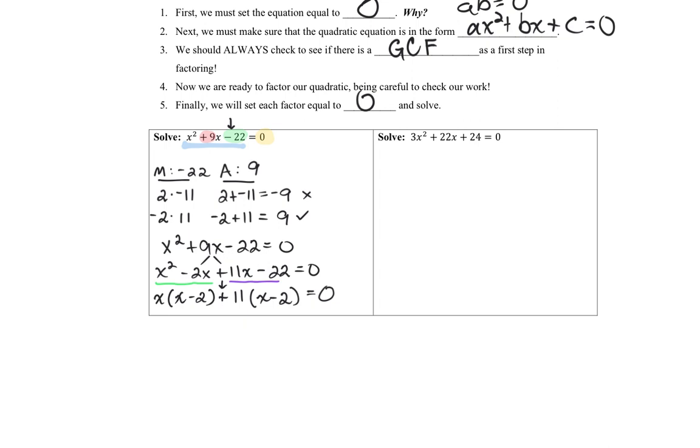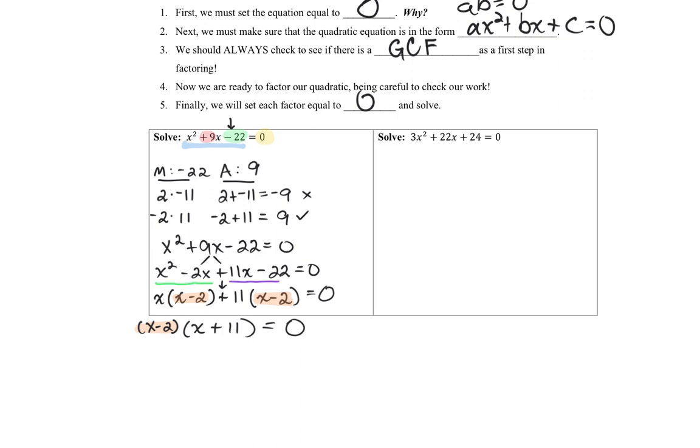And then one thing that I notice here, and this is a very beautiful thing, is that these, let me change the color on that. These match, right? So I have a common binomial factor that I'm going to go ahead and pull out. X minus 2. And then what's left over is going to be the x plus 11 equals 0. And I could double check that as well. X minus 2 times x plus x minus 2 times 11.